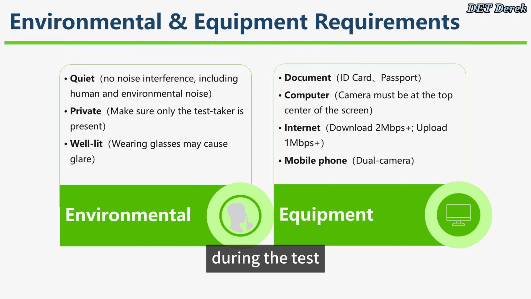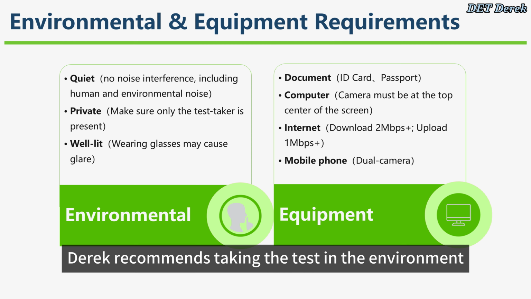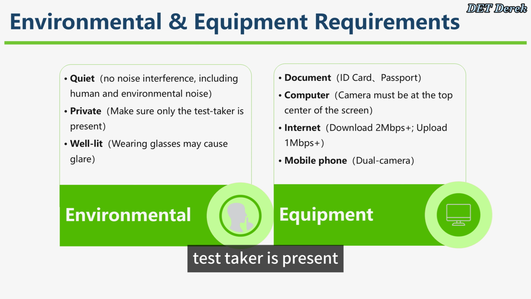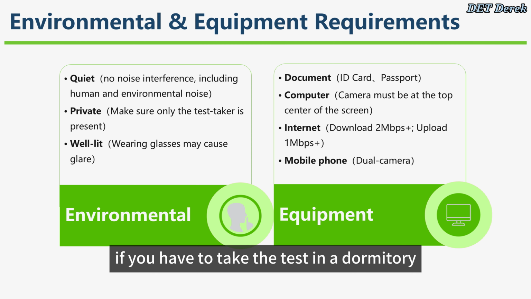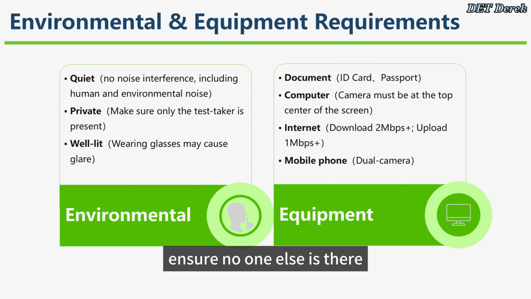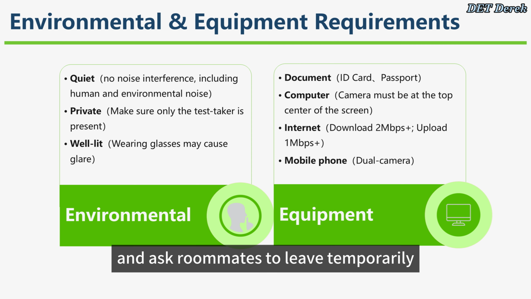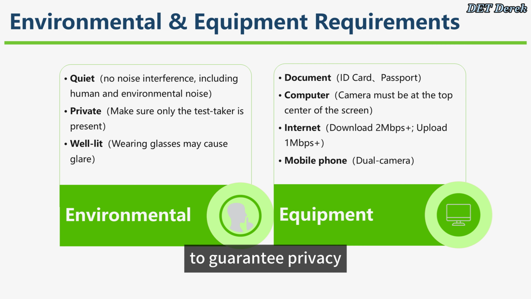What counts as private? Coach Derek recommends taking the test in an environment where only the test taker is present. Dormitories and similar environments are not ideal. If you have to take the test in a dormitory, ensure no one else is there, and ask roommates to leave temporarily to guarantee privacy.